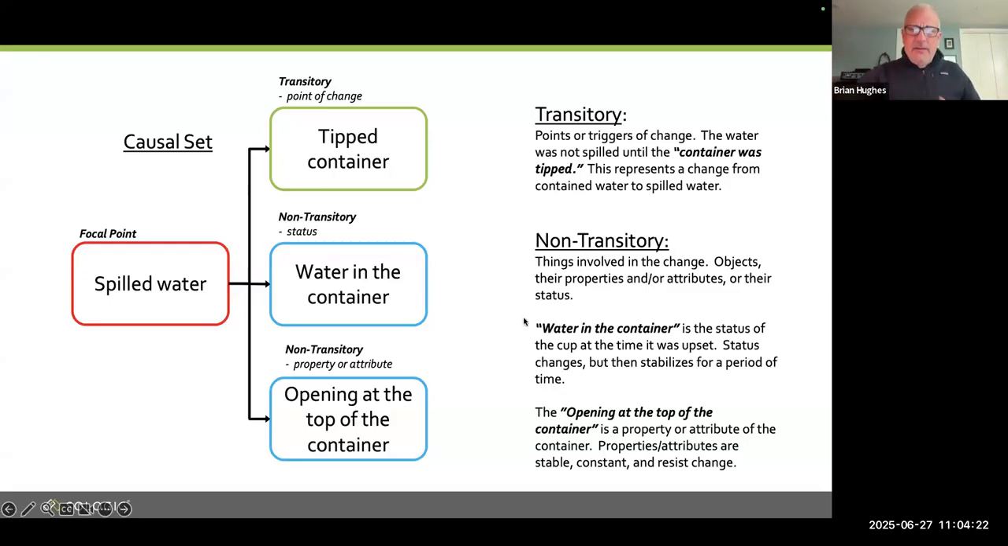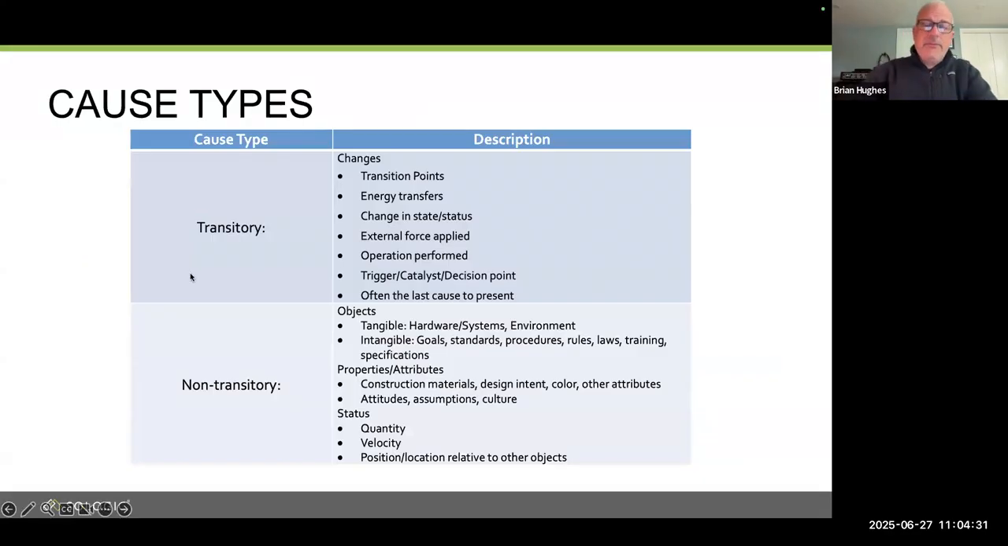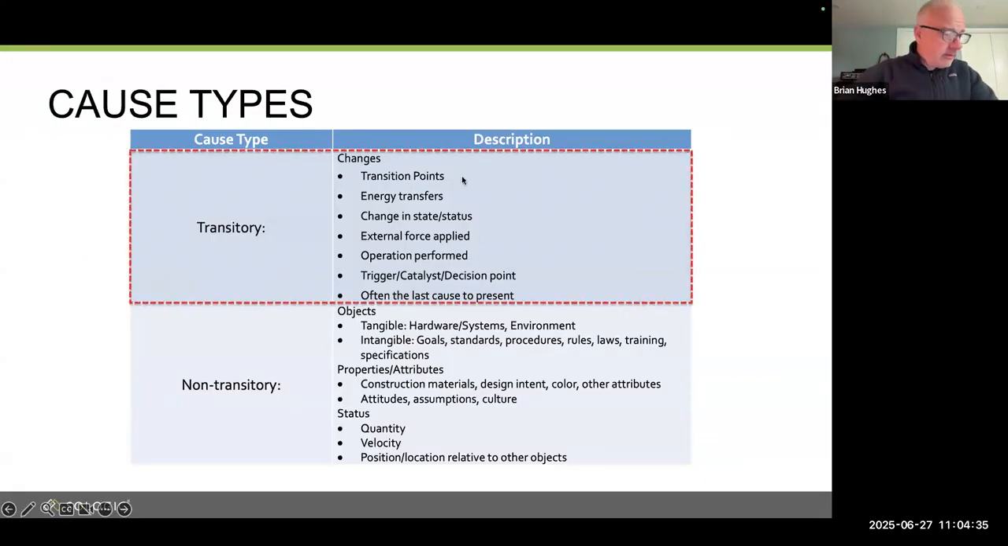And when you're trying to understand events and you've got this sort of a model that you can hang it on, that actually becomes a very powerful model. Okay, so formally, transitory causes are transition points, energy transfers, change in state or status, an external force applied, an operation performed, a trigger, a catalyst, or a decision point.